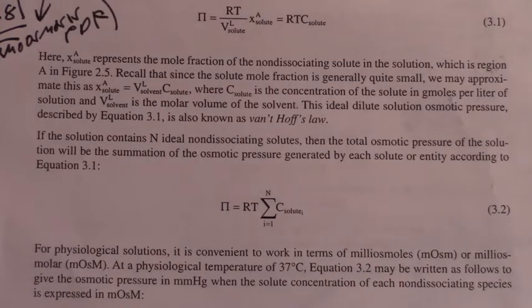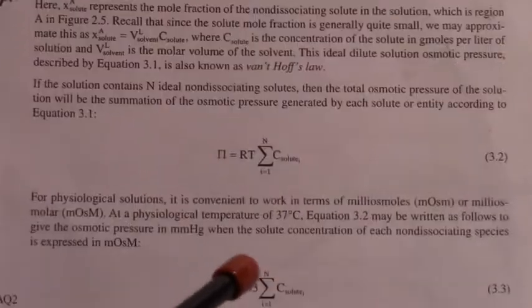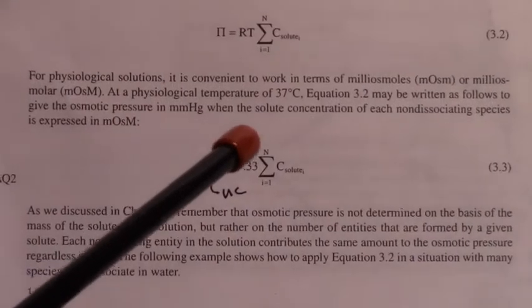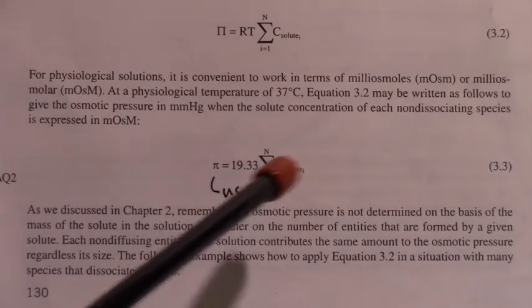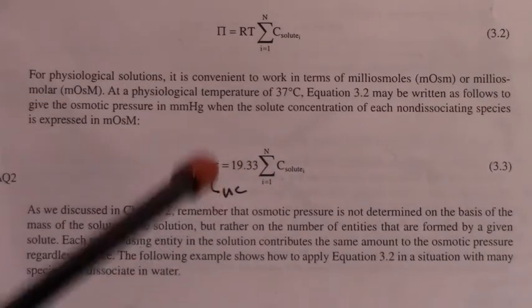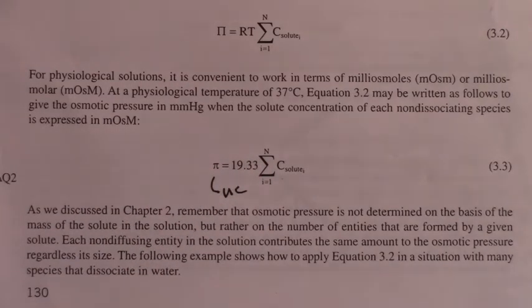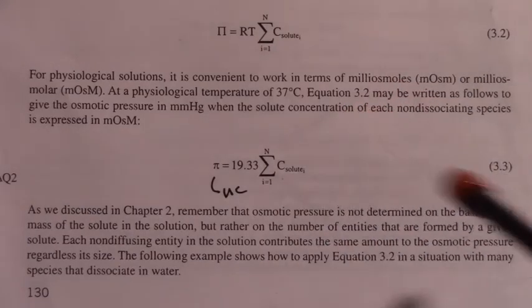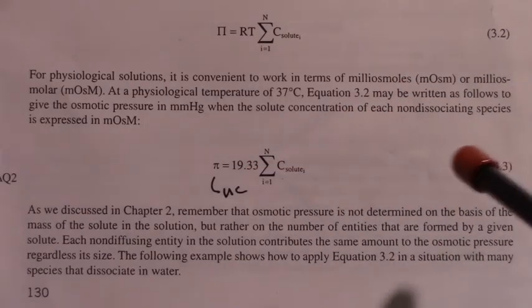And then sometimes it's convenient to just have an equation where all we have to do is add up the concentrations and multiply it by a number, and we get an answer. This is kind of like a cookbook, handbook engineering kind of thing. You don't have to worry about the units. So equation 3.3 is such an equation.